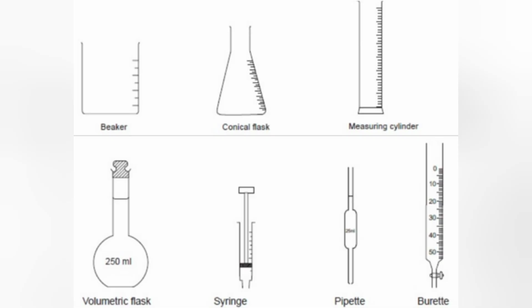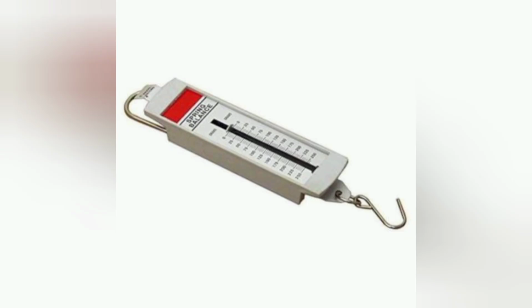It is paramount to know that some derived quantities can also be measured directly, like your volume. It can be measured, especially the volume of a liquid. It can be measured using a beaker, conical flask, measuring cylinder, and the rest. Your force in terms of weight can be measured using a spring balance directly as well.